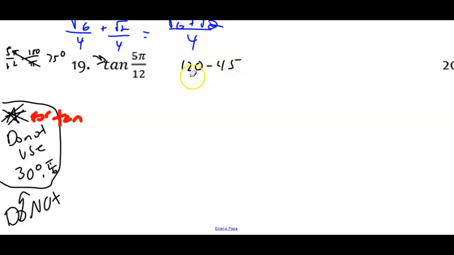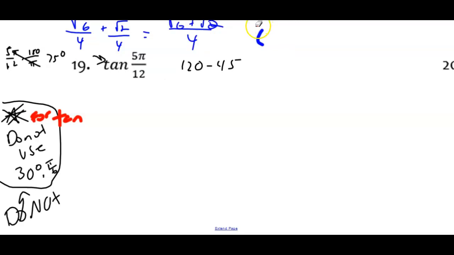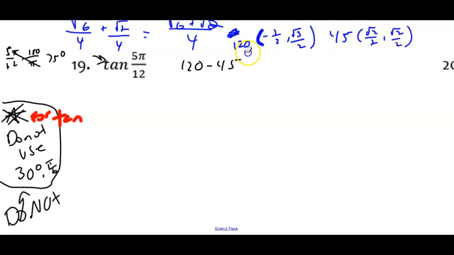So 120 minus 45. So real quick, let me write that point down for 120. 120 is negative 1/2, radical 3 over 2. And of course 45 is radical 2 over 2, comma radical 2 over 2. So tangent of 120, if you do sine over cosine, you have sine over cosine. So you keep change flip. I'm sorry, that's a negative right there, times a negative 2 over 1. The 2's cancel. The negative's still there though. So this will give me negative radical 3. This is tangent of 120.